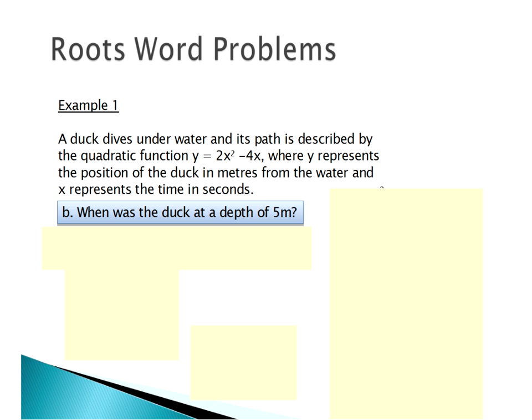When was the duck at a depth of 5 meters? So that's going to mean a position of -5. And when it says here's find the x, remember, math's about me giving you one thing and asking you for the other. So I've given you the position, the y value. I'm asking for x.